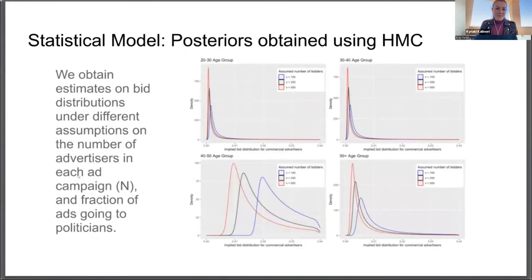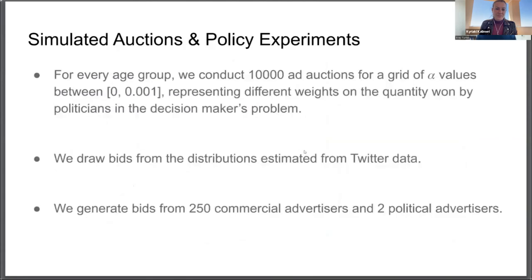So I can obtain estimates of bid distributions under different assumptions of N, and use these estimated bid distributions to run simulated auctions. I'm going to run 10,000 ad auctions for each demographic group, and I'm going to vary the alpha subsidy value between 0 and 0.001, representing different weights of the policymaker on the societal objective. I'm going to draw bids from the distributions that I estimated, and in each auction, I'm going to assume there are 250 commercial advertisers and 2 political advertisers.